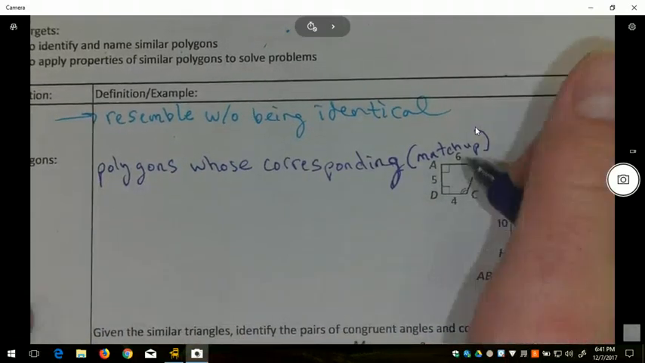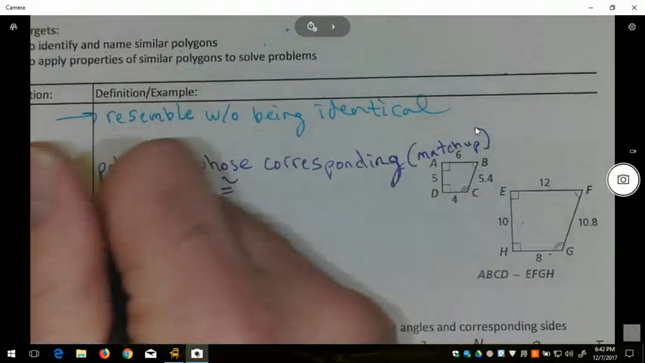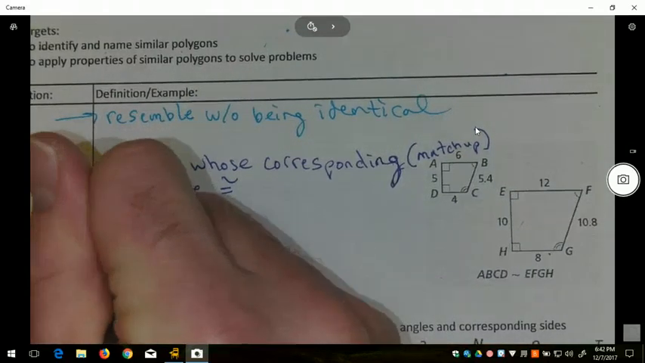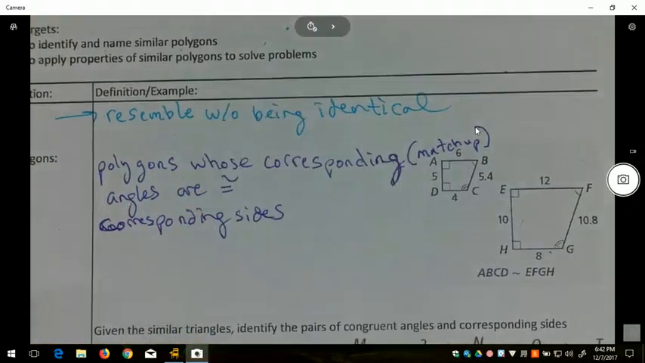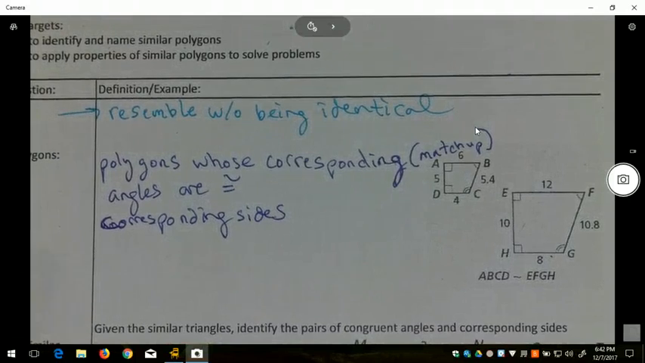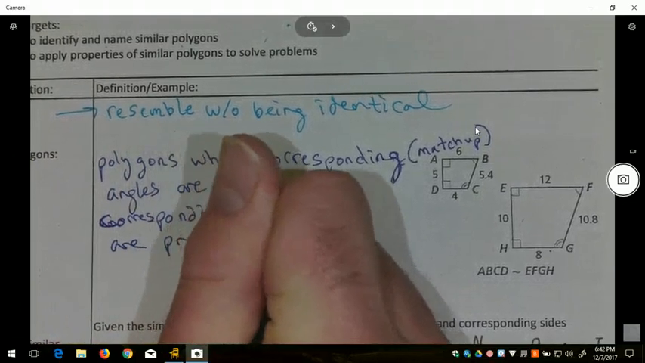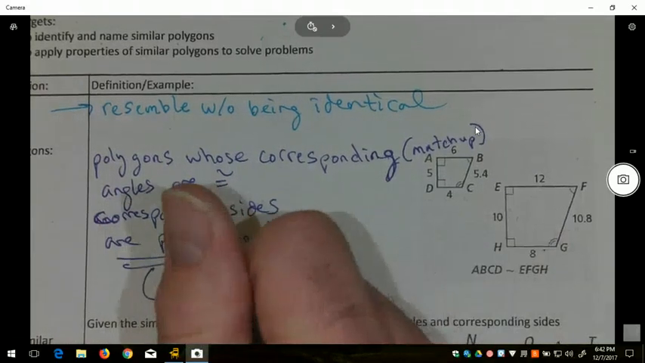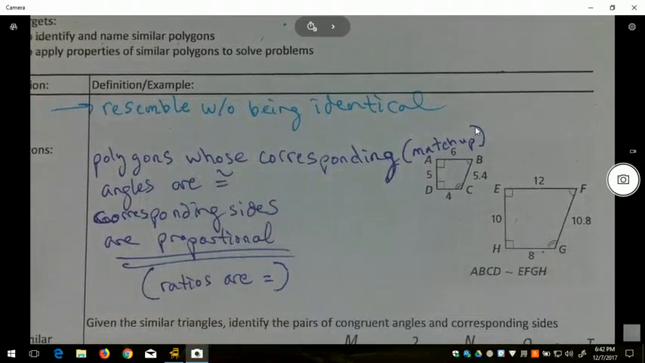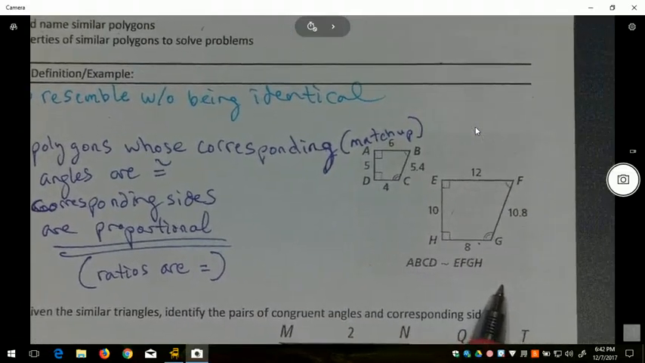So polygons whose corresponding angles are congruent and corresponding sides. The corresponding sides are not congruent. You can clearly see this from a picture. But corresponding sides are proportional. What do I mean by proportional? I mean that the ratios of the side lengths are the same, or the ratios are equal, making it a proportion.